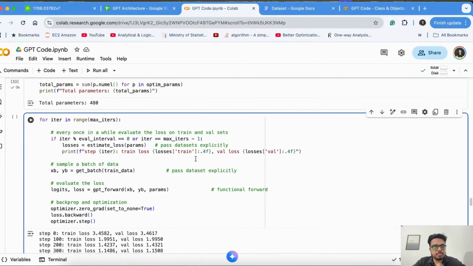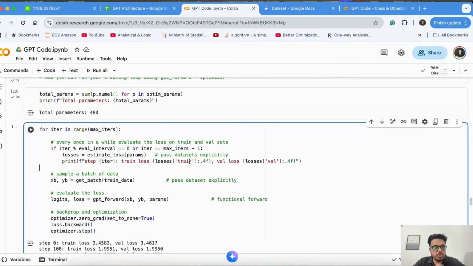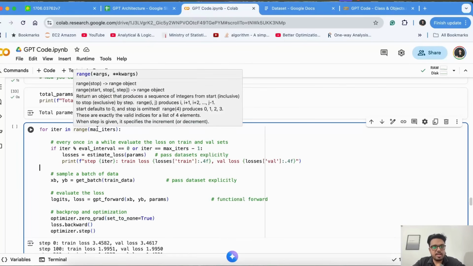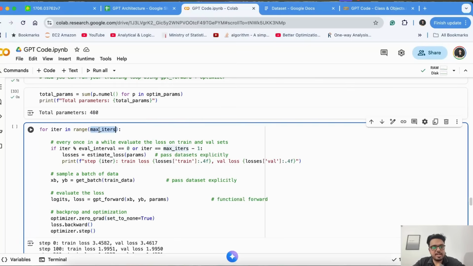Now what we are going to do is start the actual training. We are starting a loop with a range of max iterations, which means the number of iterations that we want the training to happen. And here is where we calculate the training and validation loss. Every 100 training steps, we are going to calculate the training loss and the validation loss. That is what this chunk of code is doing.